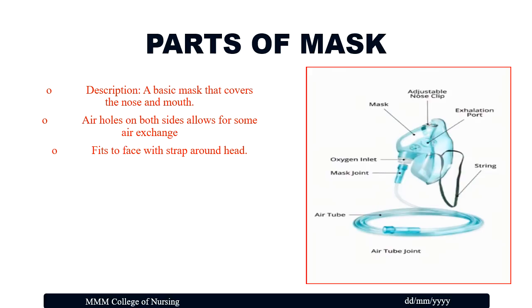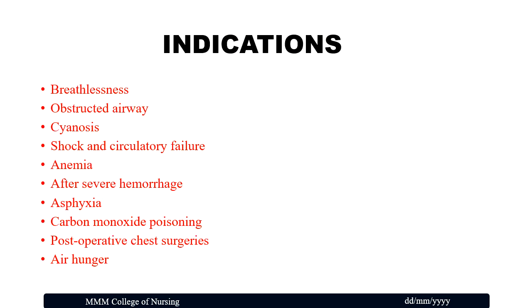What are the parts of the mask? As I told you, it covers the nose and the mouth. There is a non-adjustable nose clip. This is the mask as a whole, and we have an exhalation port. This is a string. We have an oxygen inlet. This is the mask joint where the connector is connected, and there is an air tube or a connector, and there is an air tube joint as well. So these are the parts of the mask.